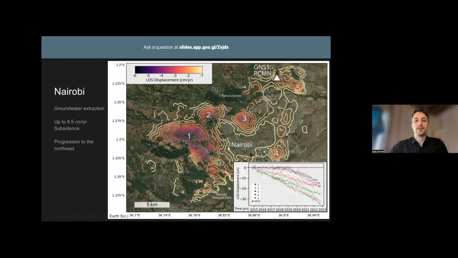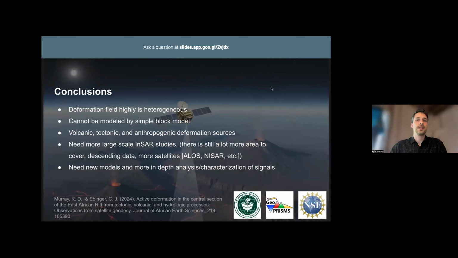This is another example of where a GNSS site, in this case the RCMN up in the northeast, is highly biased by a local non-tectonic process. And that's all I have, and I'll just leave these up. I think we're kind of tight on time, so thank you.